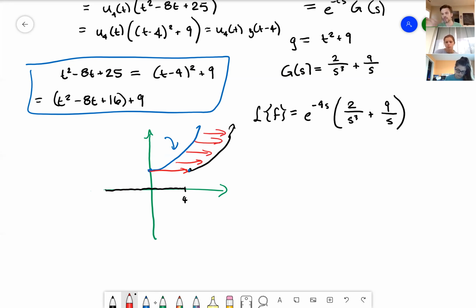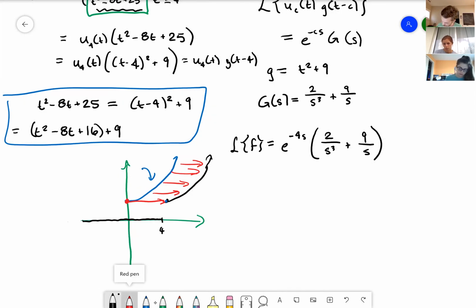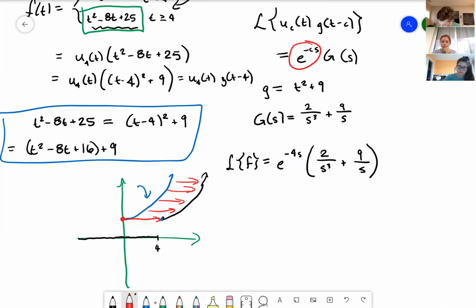Right. The Laplace transform only cares about what happens from 0 forward. So we're looking at something from 0 forward being shifted to the right by 4. So the shifting is this part right here. Put that down. That's the shifting. And this is the thing that's shifted. So we have to figure out what that shifted thing is.